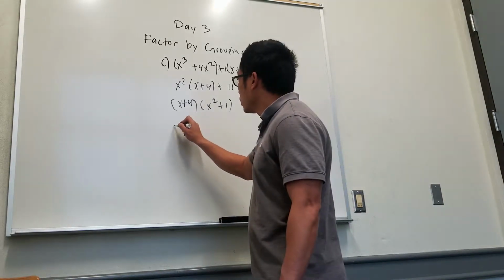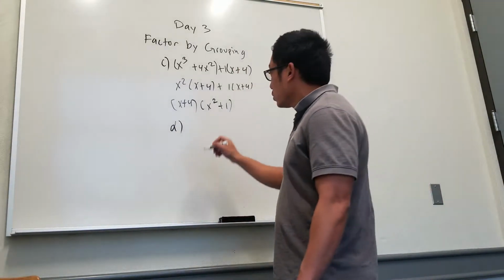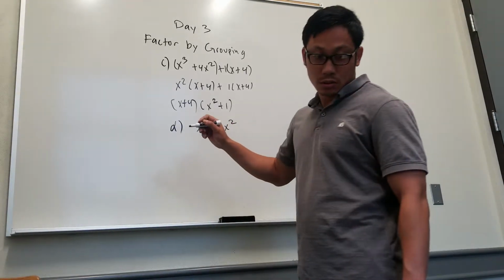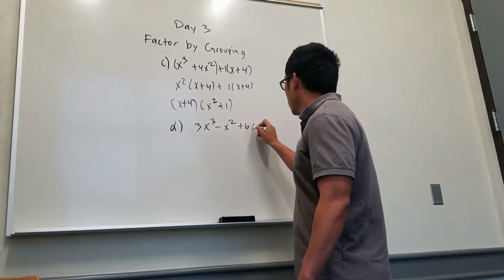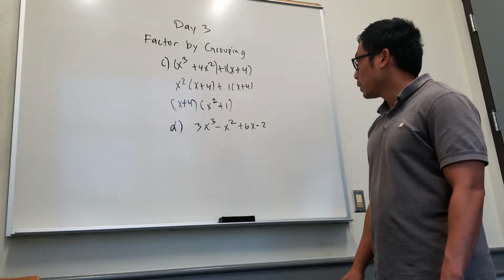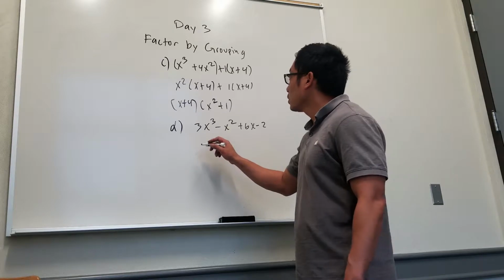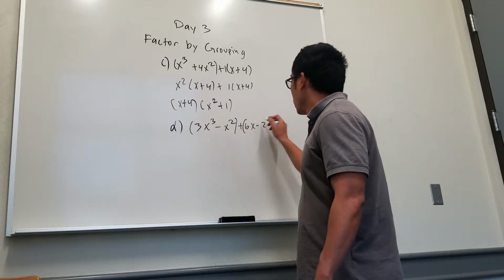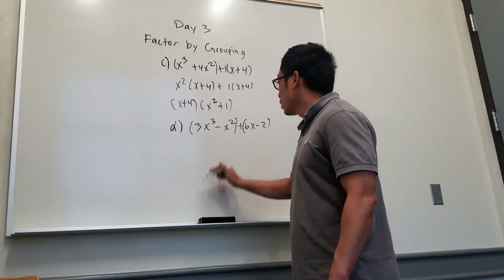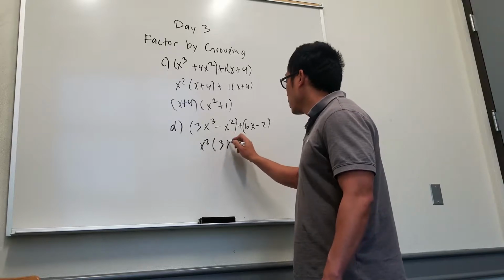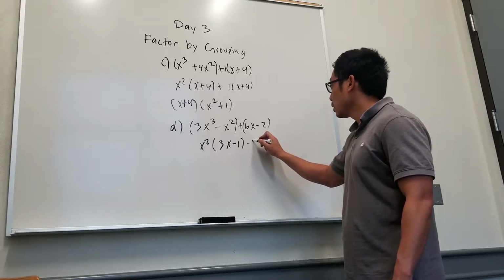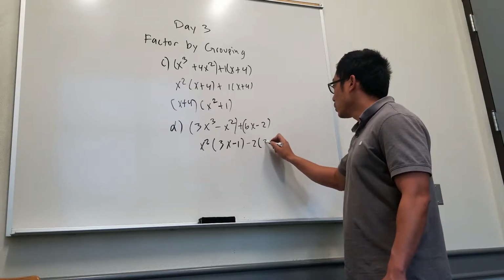Okay, let's do D. So what can I do? I can factor by grouping, right? So let's do that. Parentheses. Here, factor out an x squared. And what's left? We have 3x minus 1. And I should get the same here. If I factor out a GCF, they have something in common, which is I can factor out a negative 2. Then you have 3x minus 1.